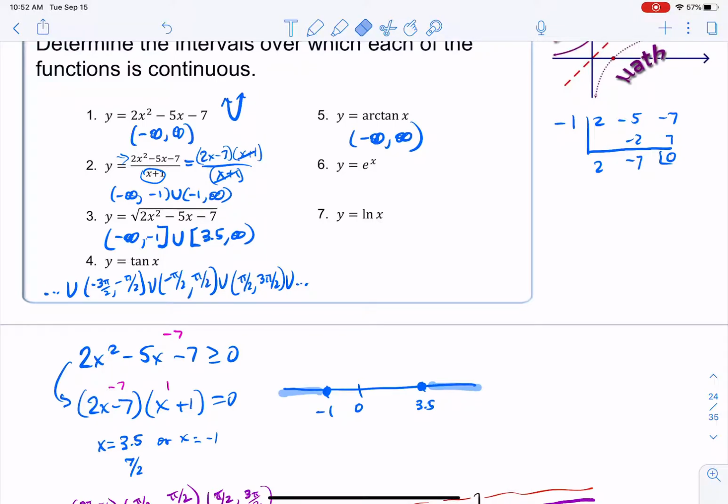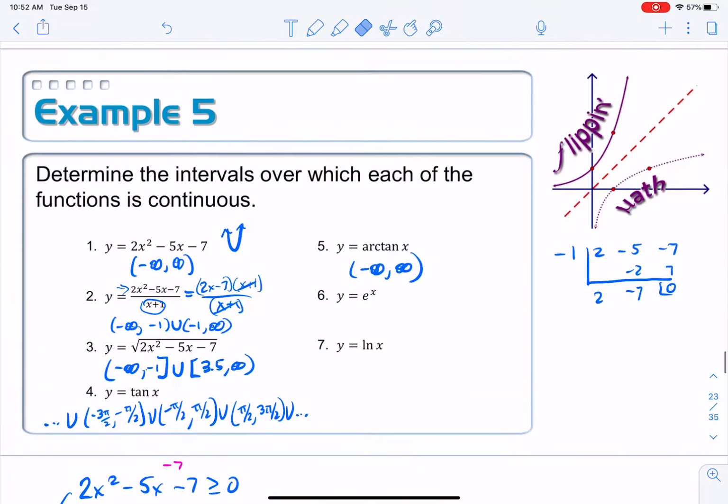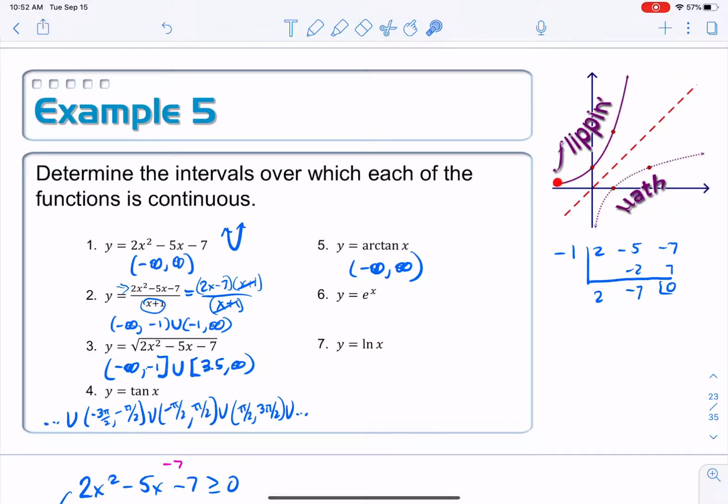All right, and let's see, e to the x. You know what? I already have this graphed. It's right up here. Here's e to the x. Is there any place where this thing is not continuous? There are no gaps. There are no holes. There are no vertical asymptotes. This exponential is continuous everywhere.